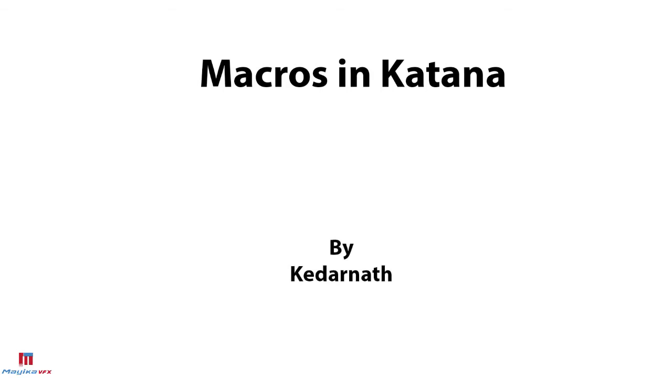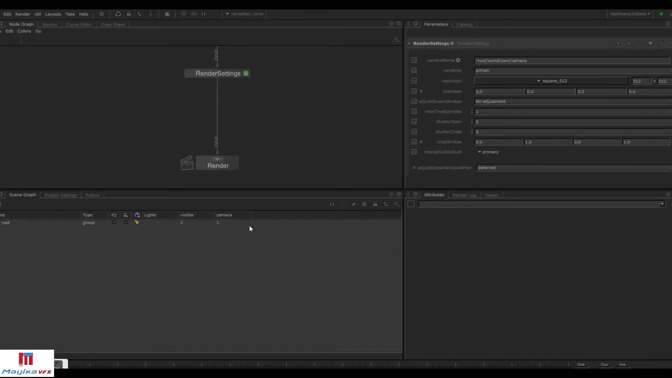I'm Kedar. In this video we are going to understand macros in Katana. Katana is a very powerful node-based lighting and look dev software. In Katana we can create different nodes and reuse them in other shots, sequences or any other show. Let's jump into Katana and see how we can do this. As I mentioned, there are different ways to reuse nodes in Katana from one shot to another shot.